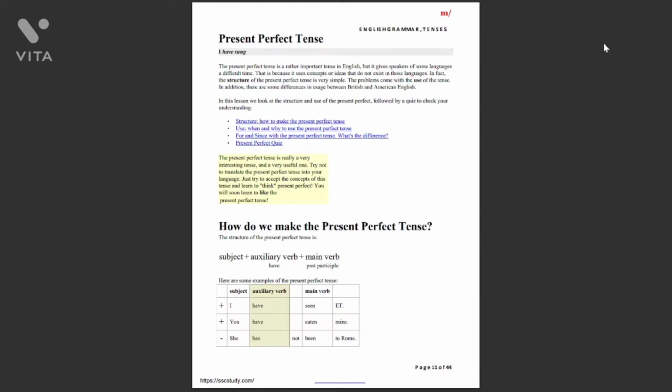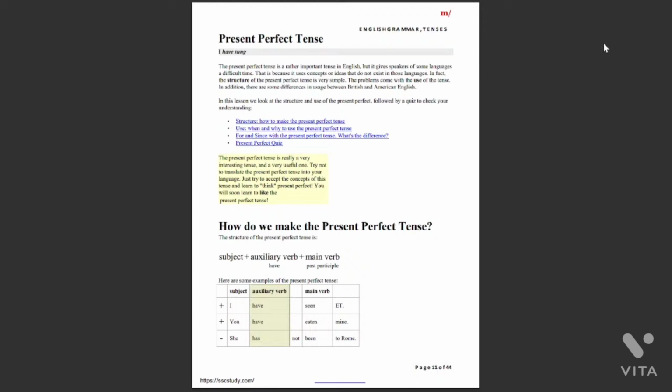The present perfect tense is a really interesting tense, and very useful also. Try not to translate the present perfect tense into your language. Don't try to do it, okay. Just try to accept the concepts of the tense and learn to think present perfect. You will soon learn the present perfect tense.